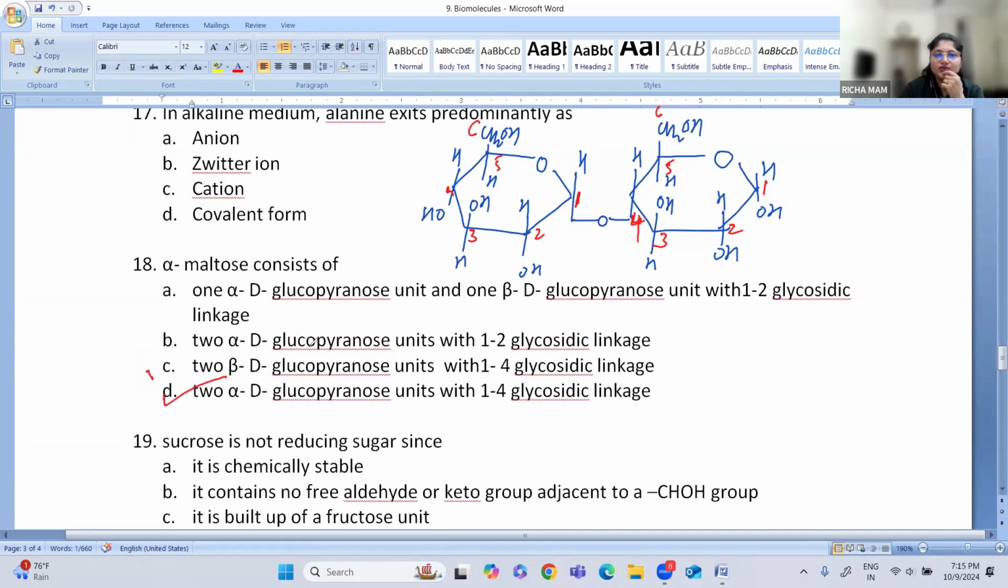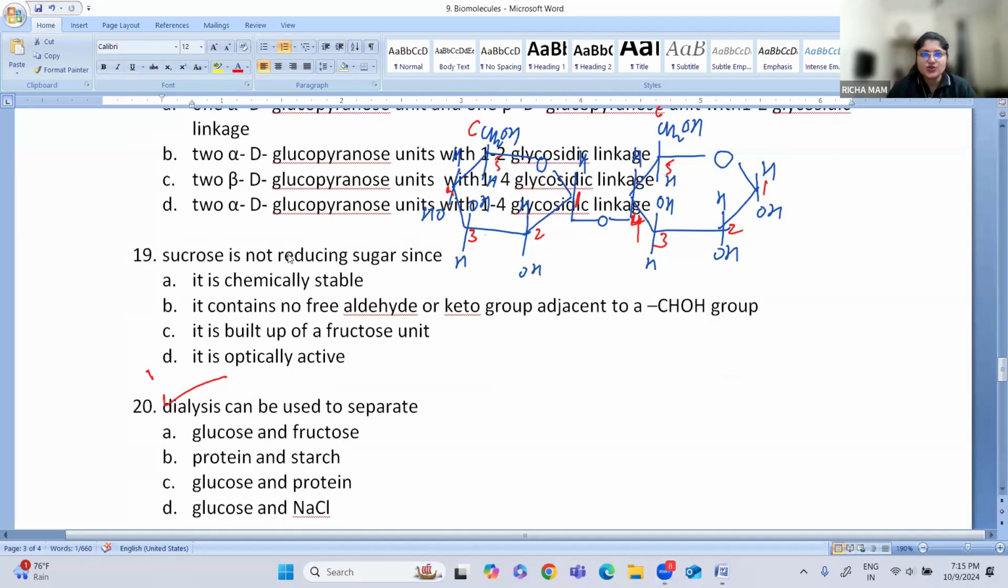So it consists of 2 alpha D glucopyranose units with 1,4-glycosidic linkage. So option number D. Is it? Option number D is the correct answer. So yes, option number D is the correct answer. So see the structures. Structures are very important. Before coming to the conclusion, you need to know the structures.